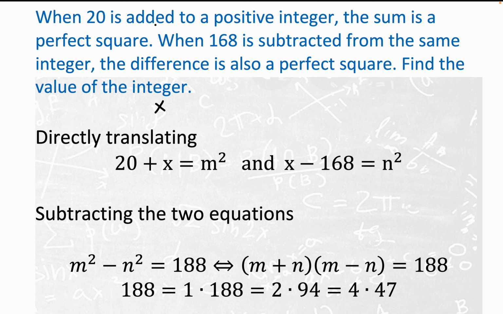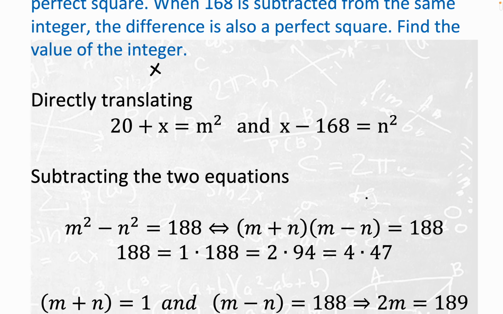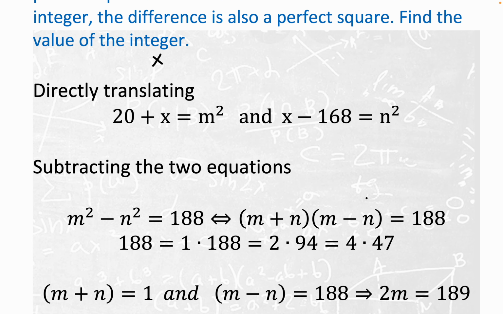It says when 20 is added to a positive integer, you get a perfect square. Then also when 168 is subtracted from that same integer, you also get a perfect square. So again, all of this language is directly translated by these two statements right here. Now, it's fairly convenient at this point that when you subtract the two equations from each other, the x's cancel. And notice right here, you get 20 minus 168, which is the 188 you see right here, and then the x's, of course, go away on us.